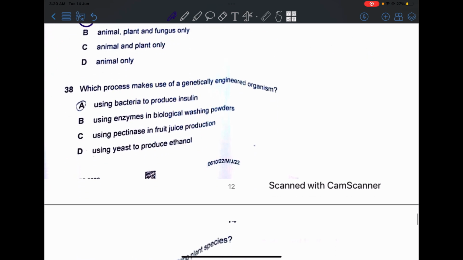38. Which process makes use of a genetically engineered organism? Now we know that this is the process of genetic engineering, where they will genetically modify an animal or an organism to produce something specific. So of course we know the example of the bacteria to produce insulin, so this is going to be our answer.